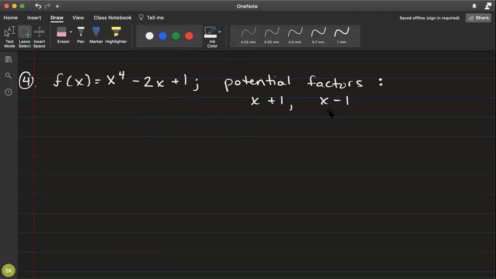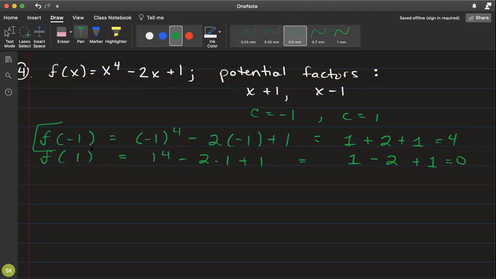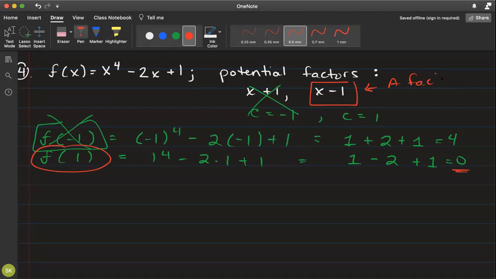So again, here I have a function. Let's figure out if these are factors of this function. What we're going to do is just plug in -1 and 1 into the function and see if we get 0. So what is f of -1 and f of 1? So plugging in -1, we get -1 to the 4th minus 2 times -1 plus 1. And plugging 1 in, we see that this is 1 plus 2 plus 1, which is 4. And the one on the bottom is 1 minus 2 plus 1, which is 0. So this one is not a factor, which goes with this one. And this one, we can see that the remainder is 0, which tells us that this is a factor. I'm going to put over here, not a factor.